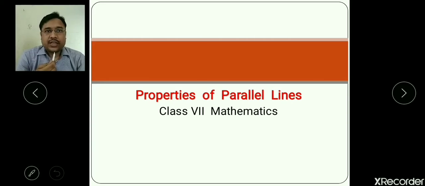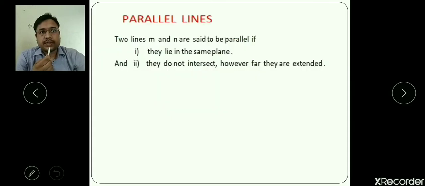And today we will discuss the chapter Properties of Parallel Lines for class 7th mathematics. And it is the first video for this week where we will study properties of parallel lines. So let's start, students, and try to understand this topic, properties of parallel lines. Okay. We have this first point, parallel lines. Okay, so how can we define it?